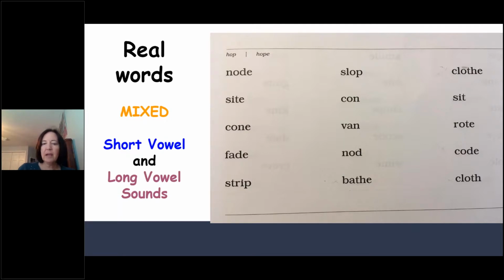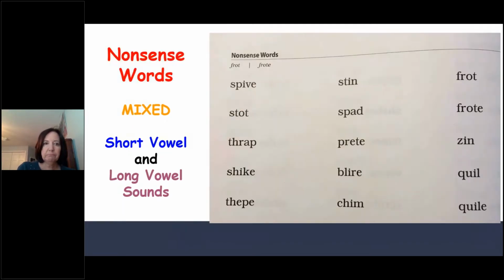The video's turned back on now. These are some nonsense words. In my experience, this is a really difficult list for students to read. They have the short vowel sounds like fraught, and sometimes we add that silent E, and it now becomes froat. They're not real words, so your brain hasn't had a chance to memorize them.